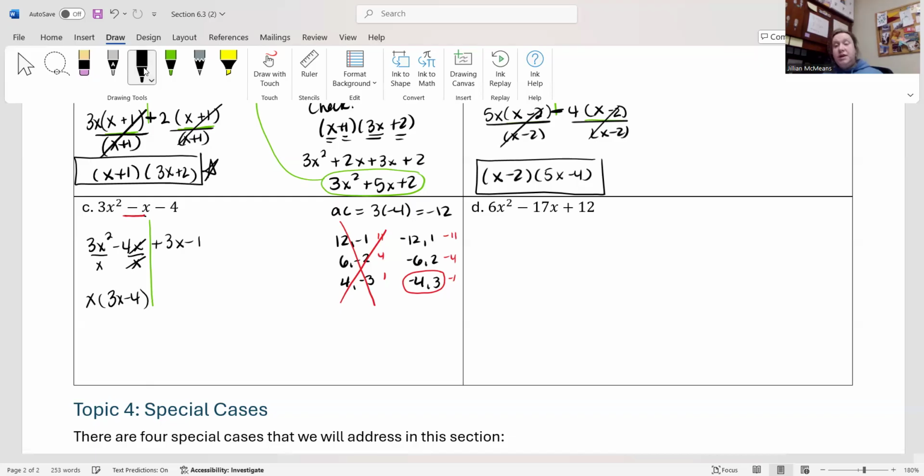All right. Looking at the second half, I think this is supposed to be a 4. So please make sure you have 3x minus 4. I had 3x minus 1. So for the second half, we have 3x minus 4.